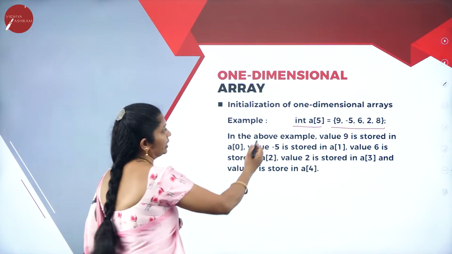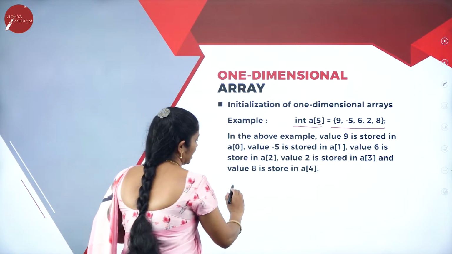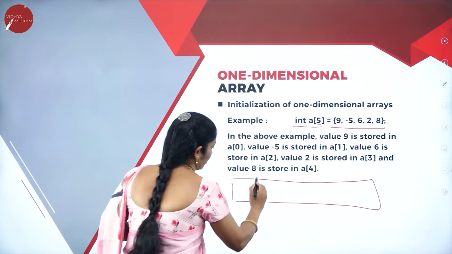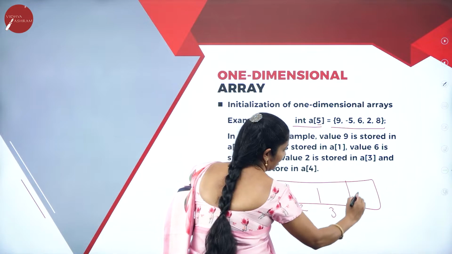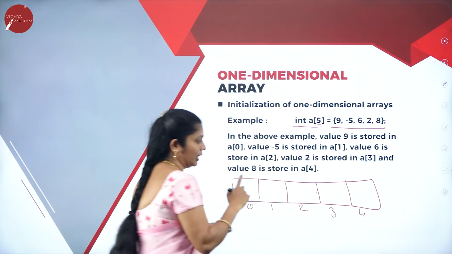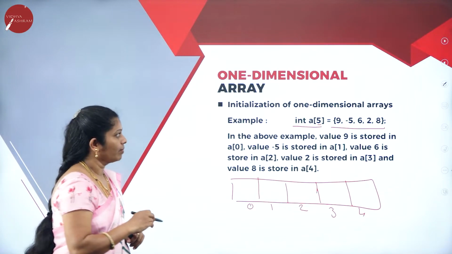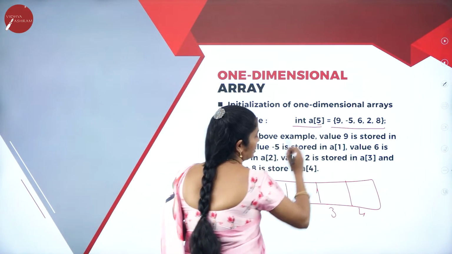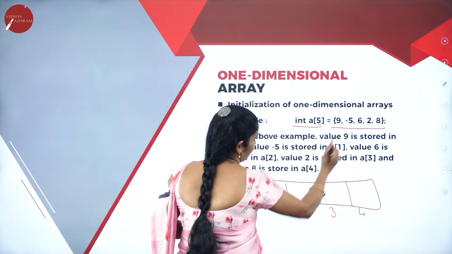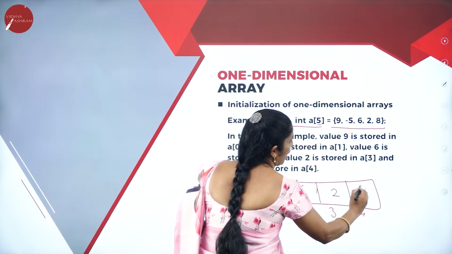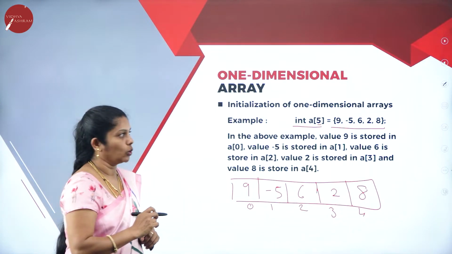In this case, what happens? We have totally 5 elements. The position starts from 0. Here 0, then 1, next 2, then 3, then 4. Totally position-wise the last is 4, but total elements are 5. Here we are initializing for the 0th position 9, for the 1st position minus 5, next position 6, 2 and then 8. Like this, we can initialize the values.